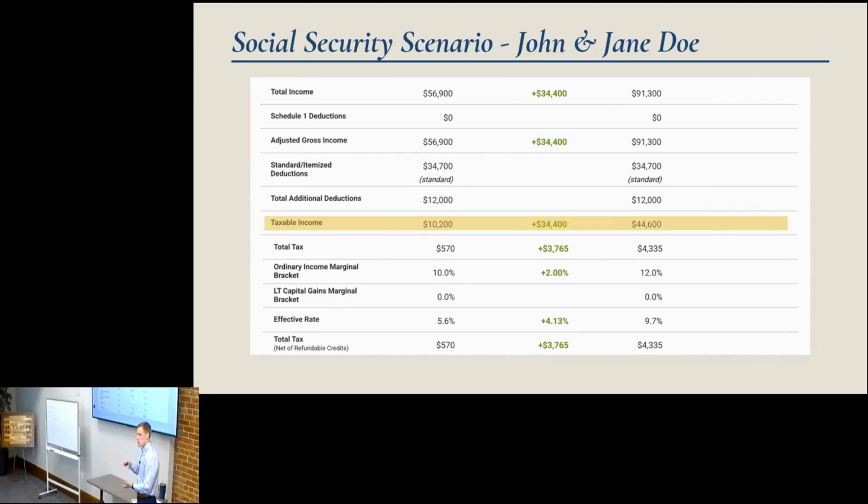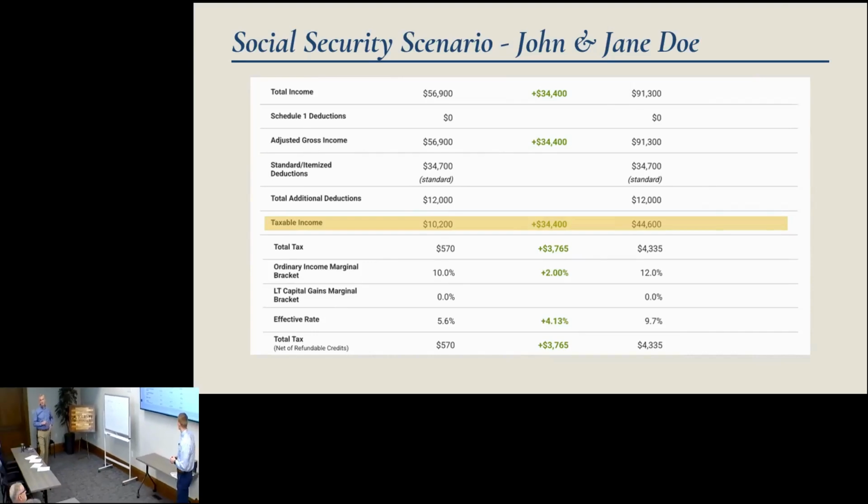Again, if you're in that lower threshold of Social Security, the Social Security tax bracket there.